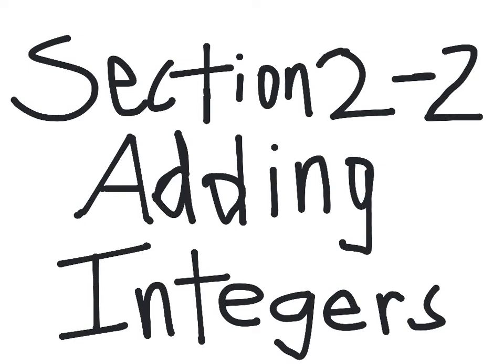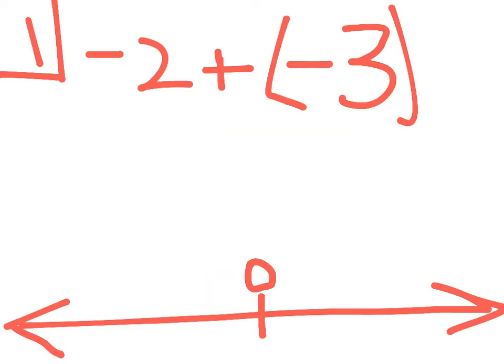All right, section 2-2, adding integers. All right, so example 1 here on page 86 says -2 plus -3. All right, so there's a few things that we have to do here. A few things I want you to learn.